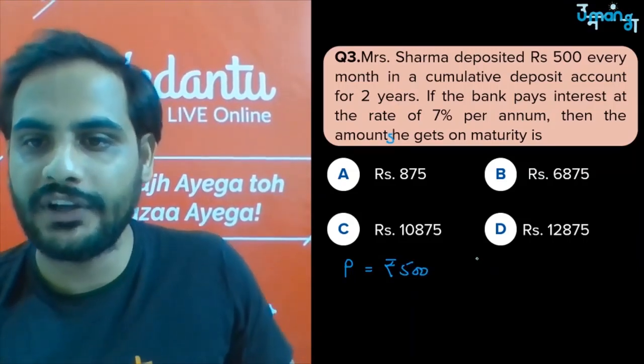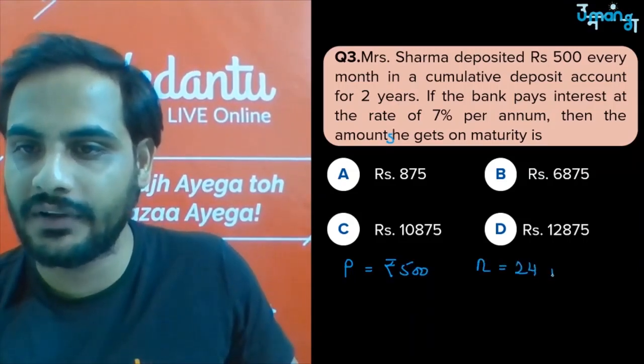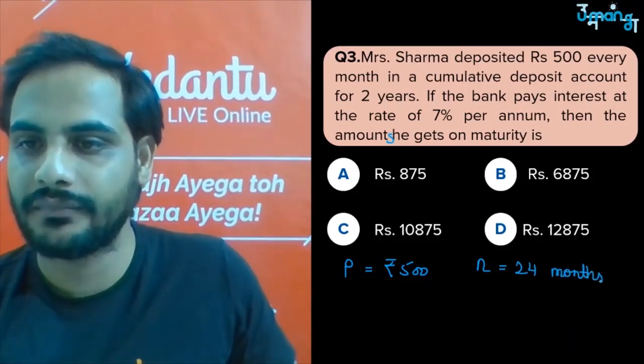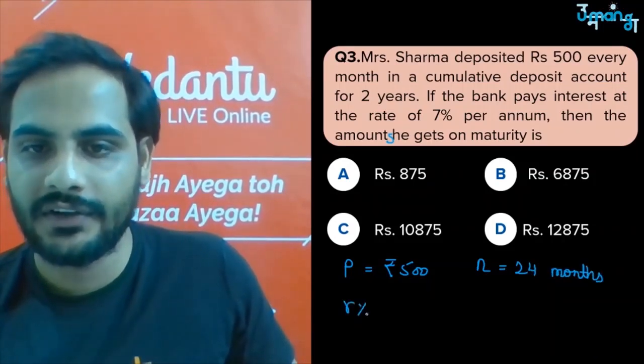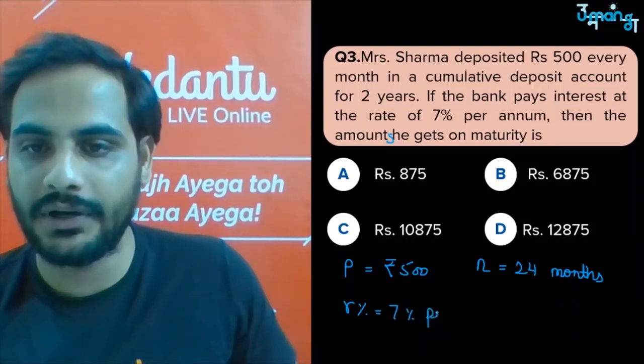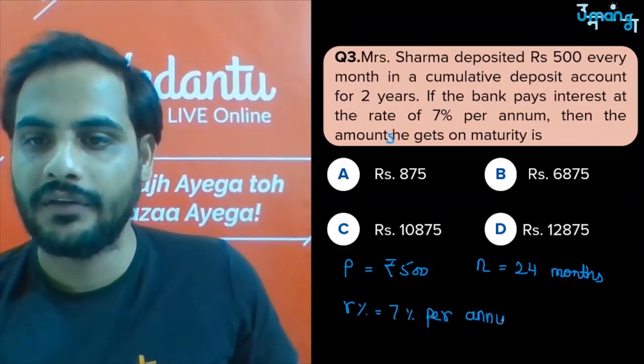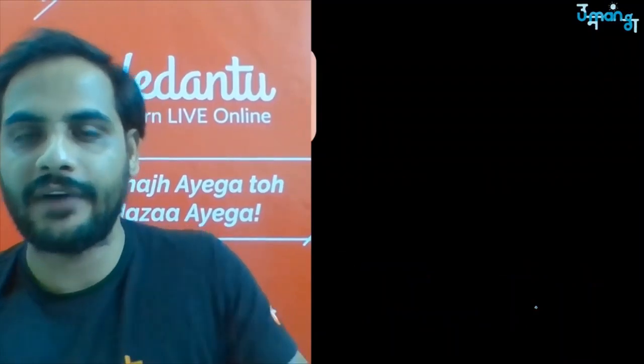Okay, for 2 years. So n will be equal to 24 months. Number of years into 12. Rate percentage is given as 7% per annum. So the first thing which I will be doing is find out the interest.